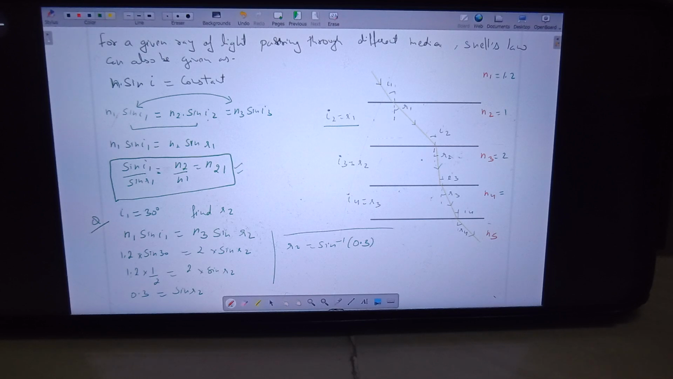That can be the answer. This is also a way of writing the same answer. Here I have taken the sine to the other side of the equation. If it goes to the denominator, we take it above, so the power will become minus 1. The sine inverse of 0.3 is equal to angle R2. So this is how I can write it.